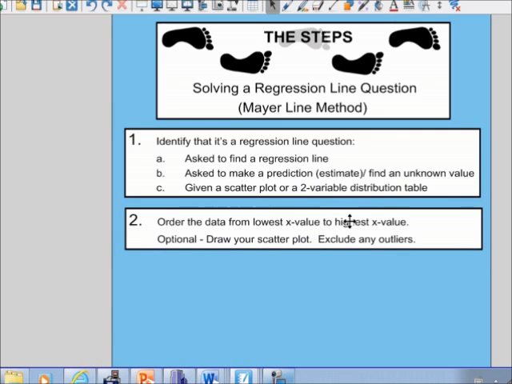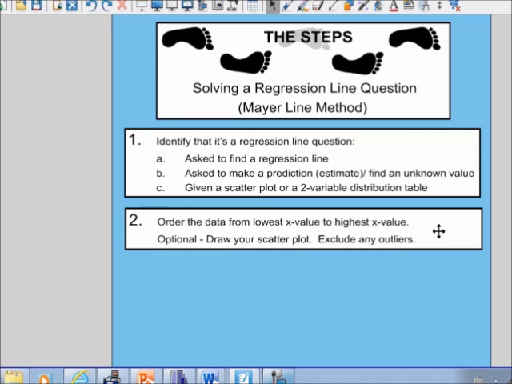Our second step is to order our data from the lowest x value to the highest x value. Don't worry about your y's for now, just focus on your lowest and highest x values. As an option, you can also draw a scatter plot. Some people, especially visual learners, really like to see the points in front of them. Other times people find it a bit time-consuming and might prefer not to do it. So I'm actually not going to do the scatter plot in this video, but I do a scatter plot in the correlation video, so you can check that out if you're not quite sure how to do one.